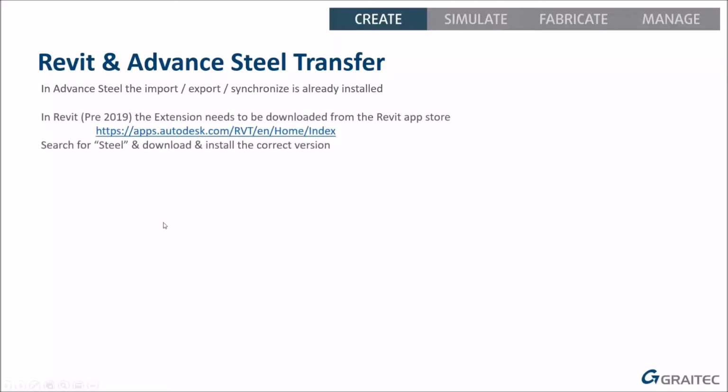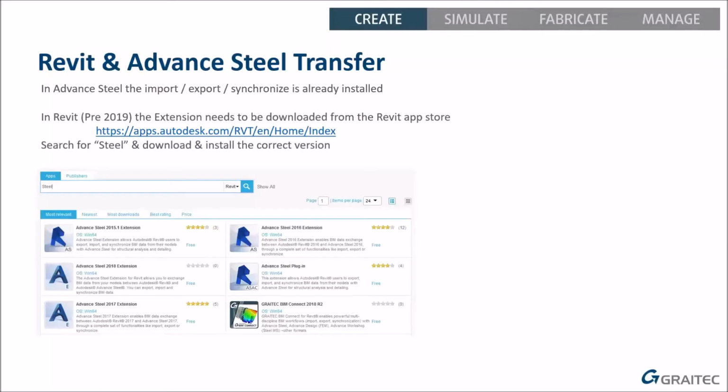For Revit before 2019, the extension you need to download from your Revit App Store. Just search for Steel and you'll see the downloads. Make sure you install the correct version. And as with anything when we're installing it, make sure that you close your Revit before installing or doing any updates.